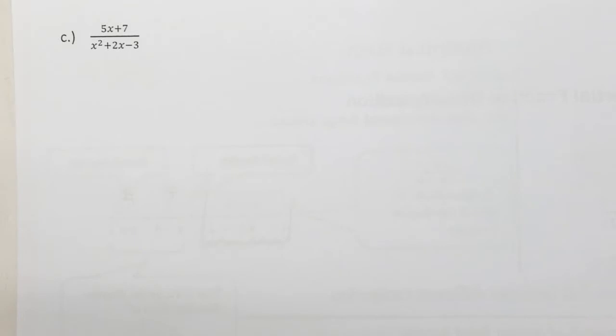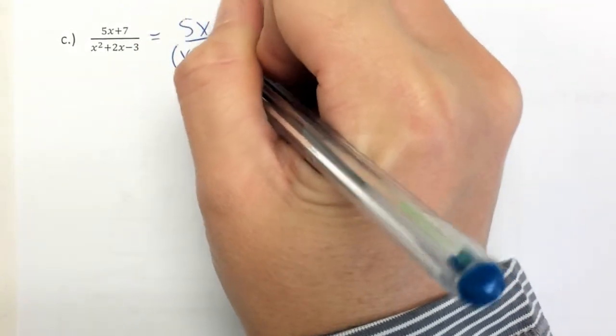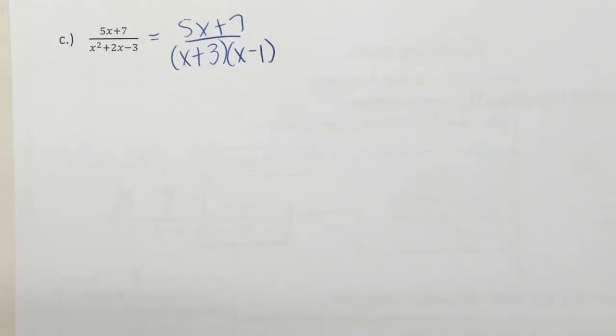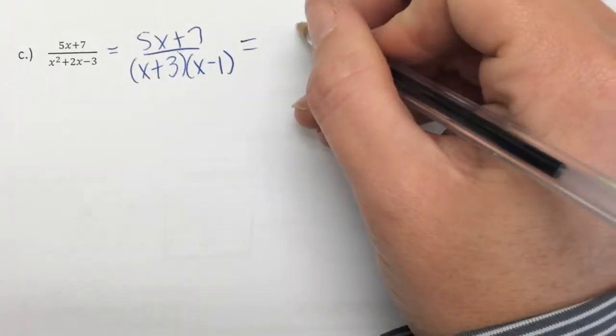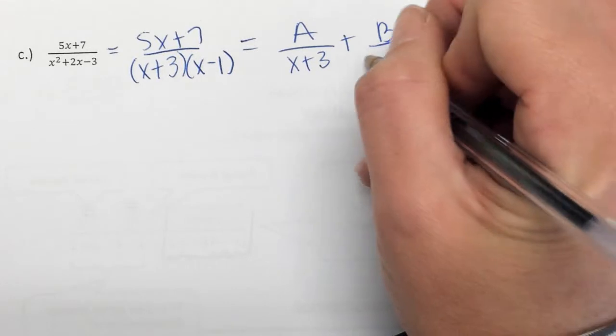Alright, we're going to start going over this one. If you're not done, it's fine. What did y'all end up factoring this into? X plus 3, x minus 1. Is this the correct factoring for this bottom? Yes? Okay. So now I'm going to set it up as A over x plus 3 and B over x minus 1.